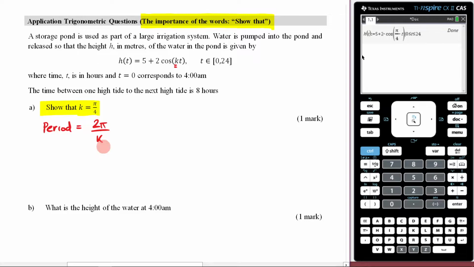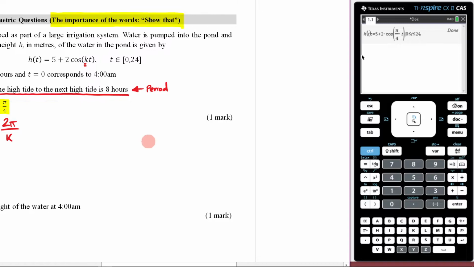Okay, do I know what the period is? I do, because it tells me that one high tide to the next high tide is 8 hours. That right there is the period. How do I know that? Because let's picture this for a moment. So I've got this graph, and let me actually draw this a bit further down. I've been told it's been shifted 5 up, and then 2 up to 7, and then 2 down to 3.